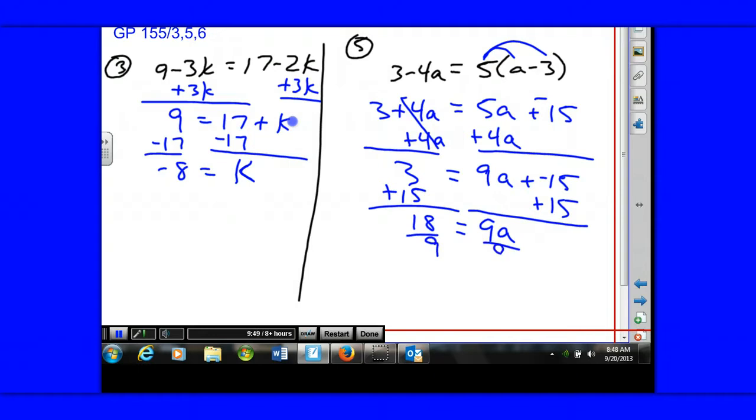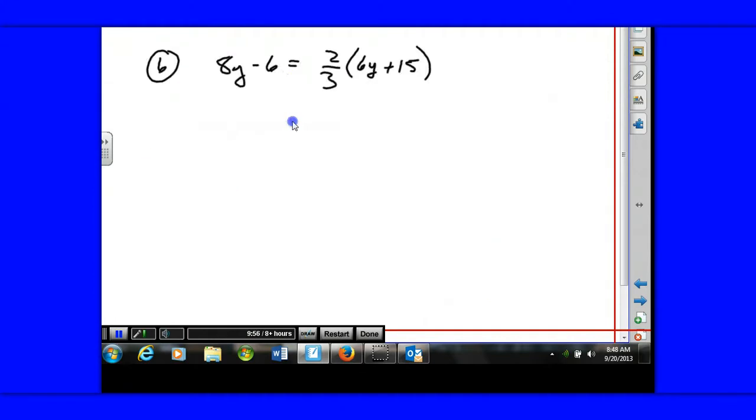I'm sure you use division to finish, right? And we have a equals 2. Good. Let's try one more and then we'll do something new. Pause and come back.